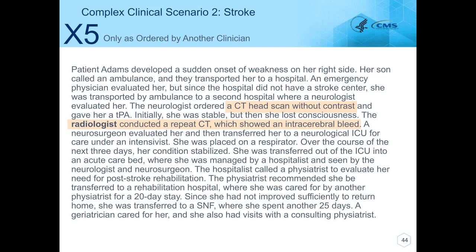And so now we have X5. In this category, these again are clinicians providing services that are only as ordered by another clinician. And of course, we have the radiologist who is interpreting the CT scan that was ordered by other clinicians, looking at her intracerebral bleed, giving diagnostic information to assist in the patient's care, but not necessarily involved in guiding the rest of the treatment. This radiologist would be X5. Next slide, please.